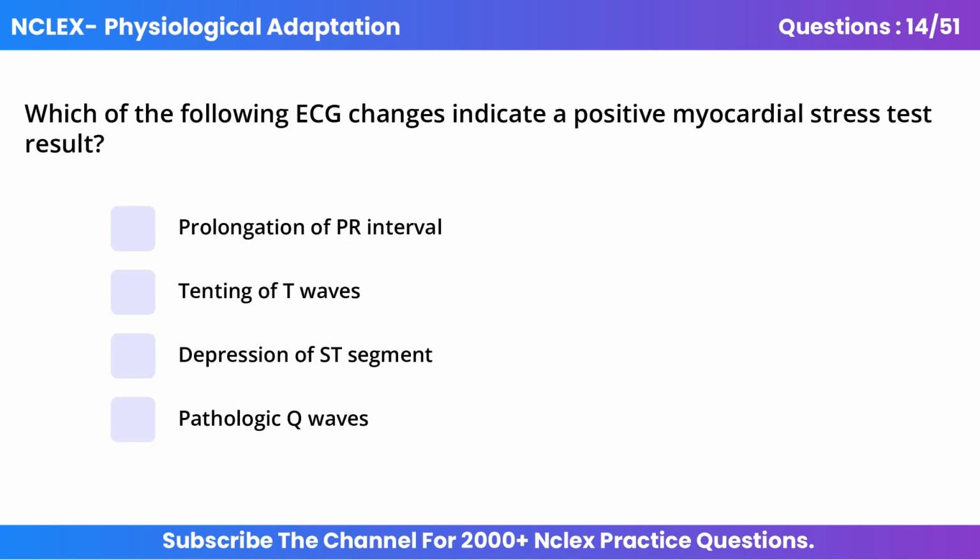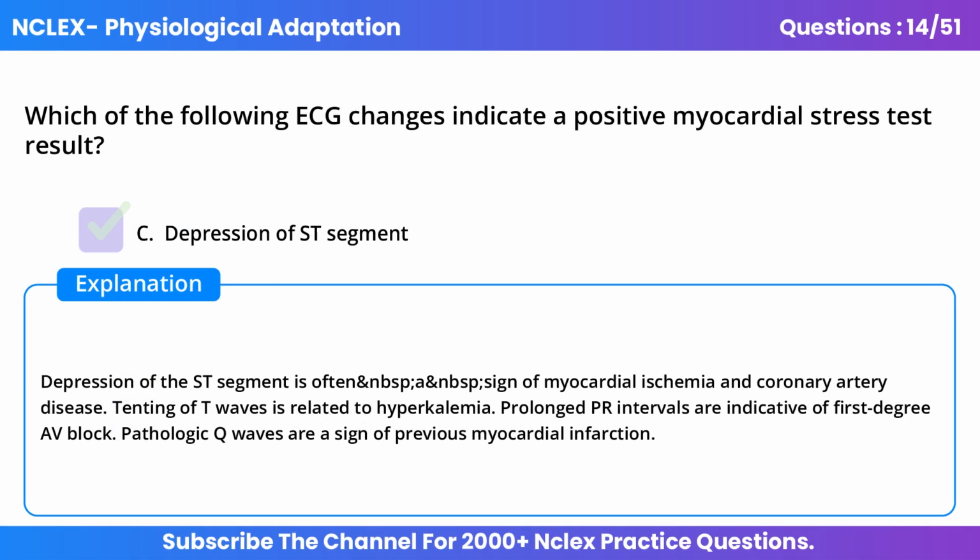Question 14. Which of the following ECG changes indicate a positive myocardial stress test result? C. Depression of ST segment. Depression of the ST segment is often a sign of myocardial ischemia and coronary artery disease.